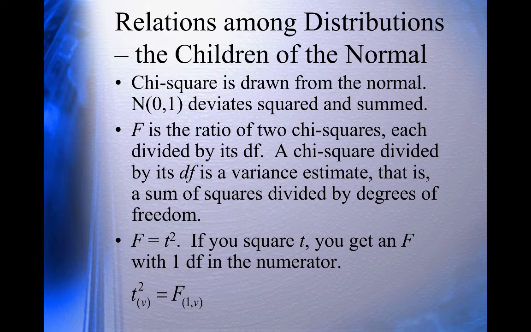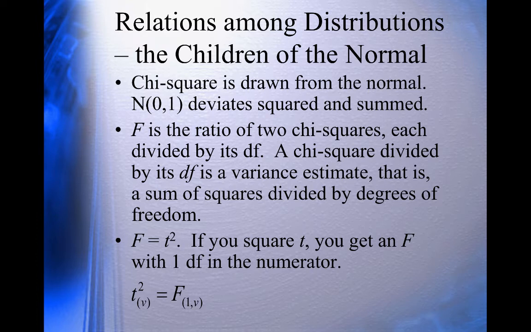Chi-squared divided by its degrees of freedom is a variance estimate. Sum of squares divided by degrees of freedom. So when we get to analysis of variance, you get the sum of squares divided by degrees of freedom, and those are variance estimates. Turns out that F equals t squared.